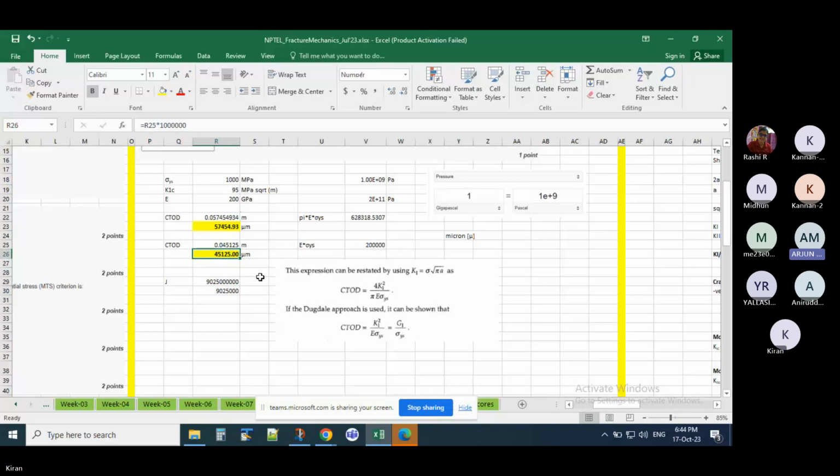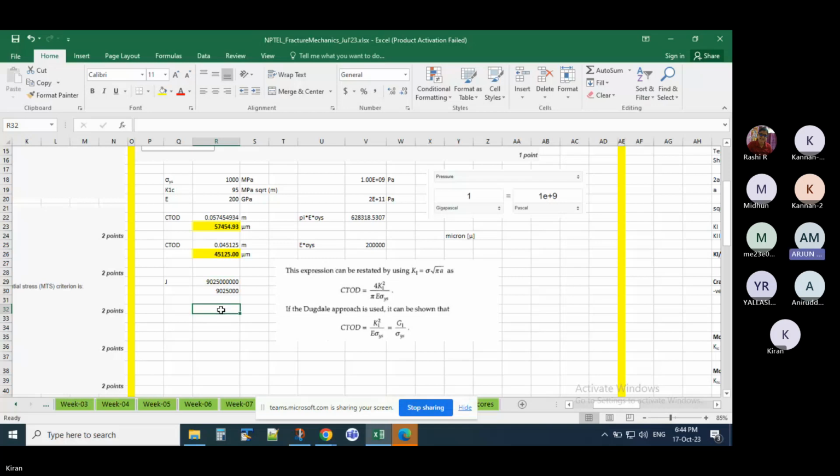You will get 57.45 and 45.12, correct. And then the last one, in which formula do you have? For the last one, you use the relationship between J and CTOD, sigma ys into CTOD within LEFM. So basically, you're multiplying this 45.13 by 1000 MPa. It should be K1 square by E. That's all, I think. K1 square by E will be the formula.